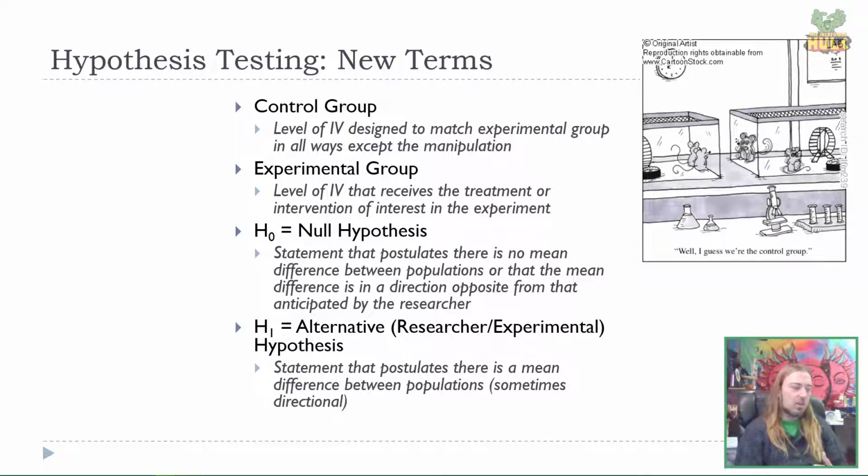Now, the alternative hypothesis doesn't have a really cool phonetic mnemonic there. In fact, it has synonyms. Some people call it the researcher hypothesis. Some people call it the experimental hypothesis. Alternative is the most accepted term.